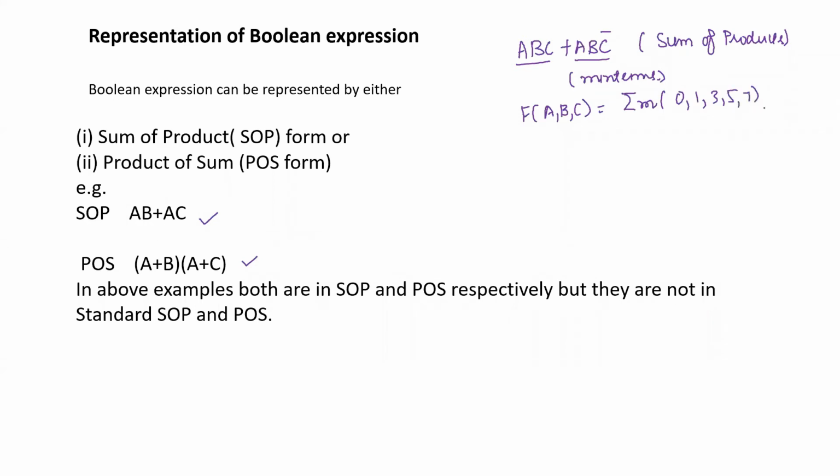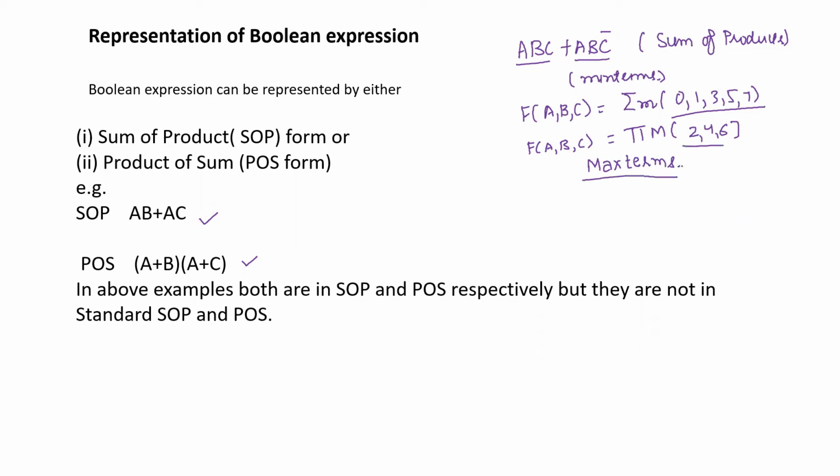So what do you mean by this? It means that for these terms, your output is 1, for the rest of them, it is 0. Now, the other is called product of sums, and also called max terms. So the terms which are left out, 2, 4, and 6, are called max terms.